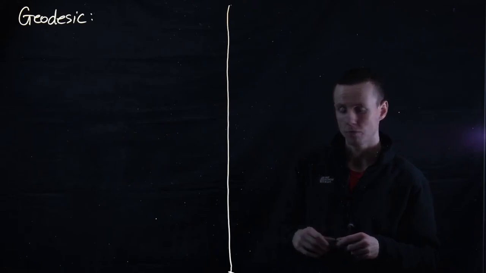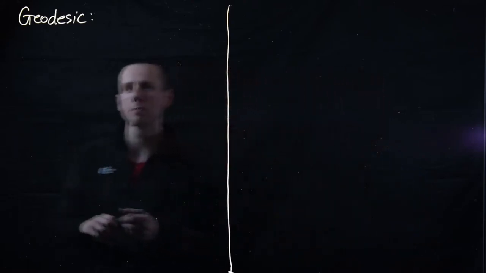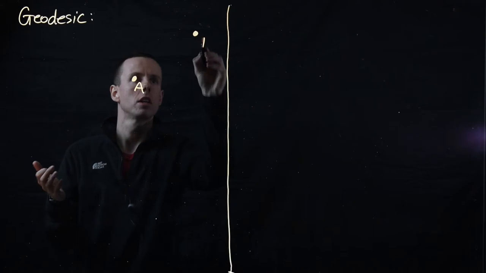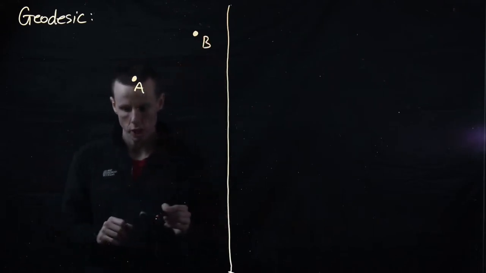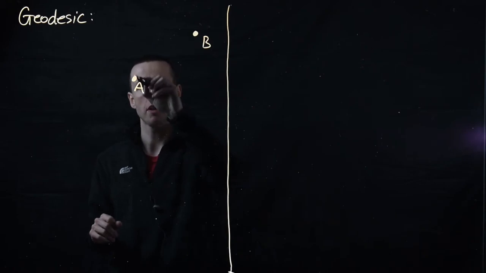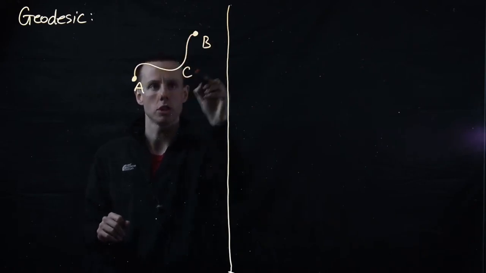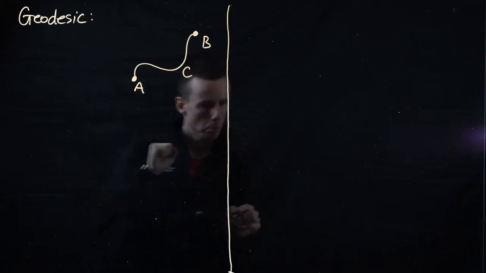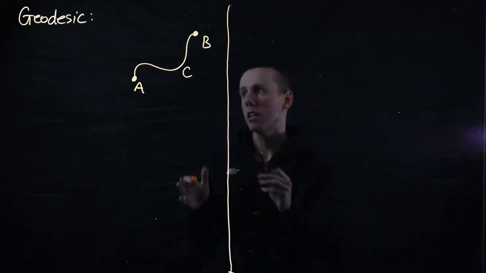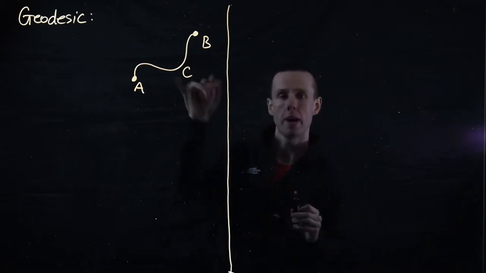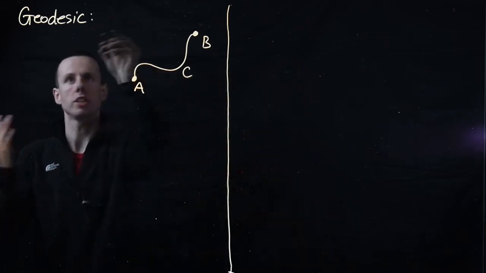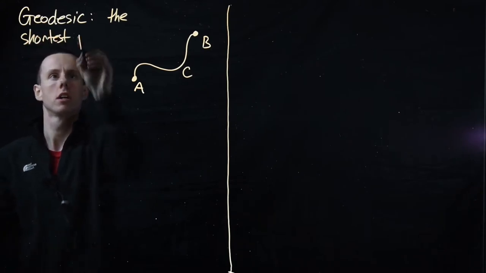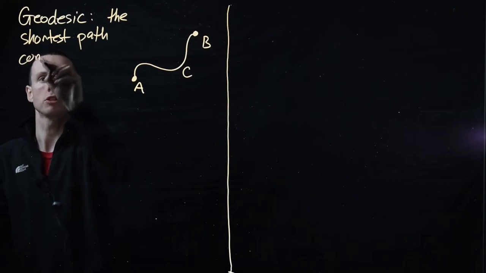What are geodesics? Well, if you imagine in my space, I have 2 points. Okay, so point A and point B. And I can connect these points by a path. Okay, so let's just call it C. So what's a geodesic, and what's it got to do with this? Put simply, a geodesic is the shortest path connecting 2 points.